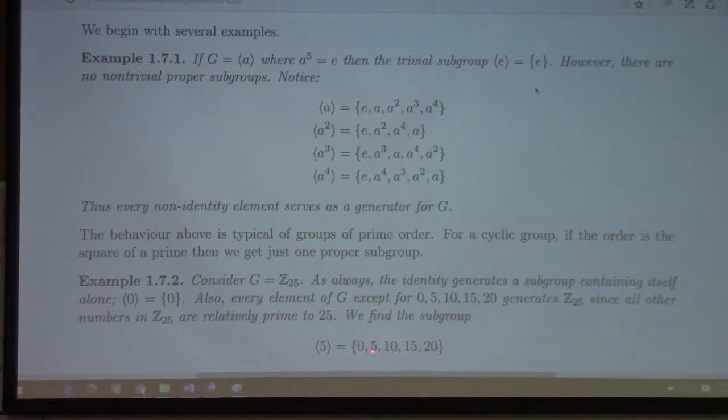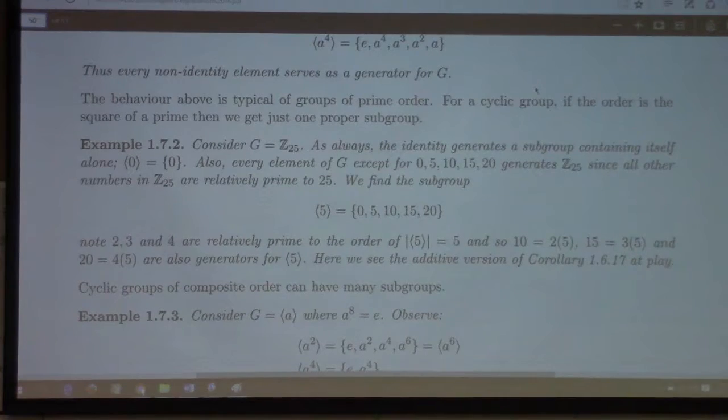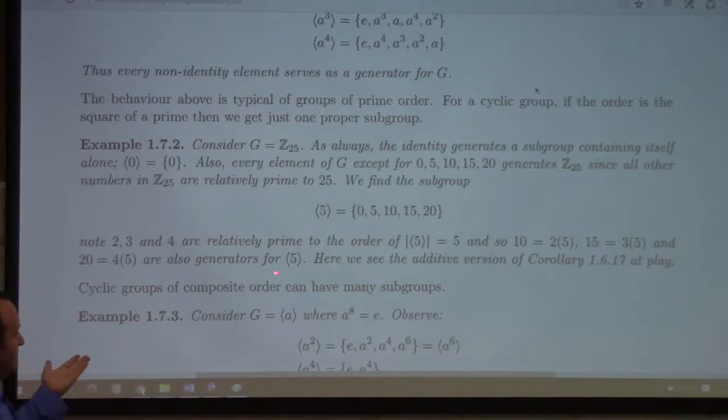But anyway, I'd rather have you think of it this way. This is 1 times 5. This is 2 times 5. This is 3 times 5. This is 4 times 5. 2, 3, and 4 are relatively prime to 5. 5 is the order of this subgroup. So we could apply the corollary that says you can generate the subgroup using any element which is a relatively prime multiple of a generator. So it's the additive version of the corollary we looked at. So 2 times 5, 3 times 5, 4 times 5 are also generators because 2, 3, and 4 are relatively prime to 5.